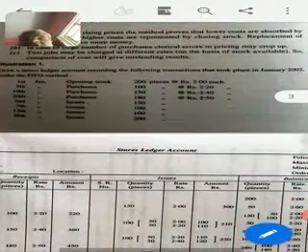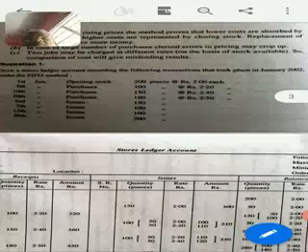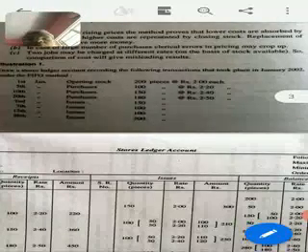Next we will discuss store ledger under FIFO. As the name suggests, FIFO means first in first out, meaning the stock which comes first will be issued first.